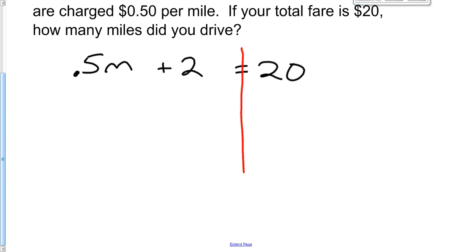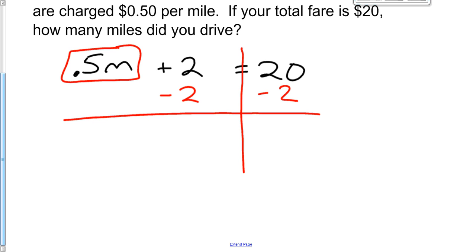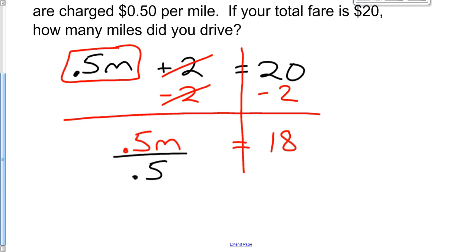The first thing I like to do is look at and find my variable term, the term that has the variable with it, and I'm going to ask myself what's happening to that. Well, we're adding 2, so I'm going to do the opposite of that. And I'm left with 0.5m equals 18. Now I can look at it even further here. We've got the variable term by itself, but now we want to get rid of this coefficient. We're multiplying by 0.5, so we can divide by 0.5 on both sides.